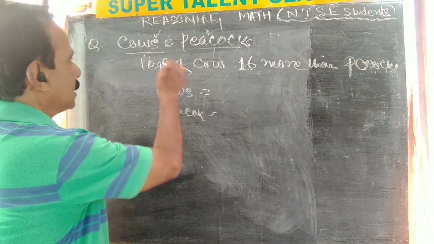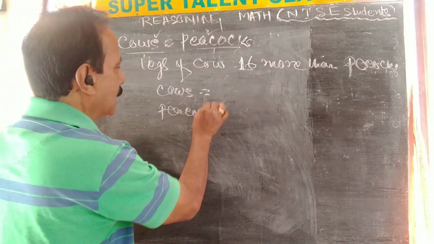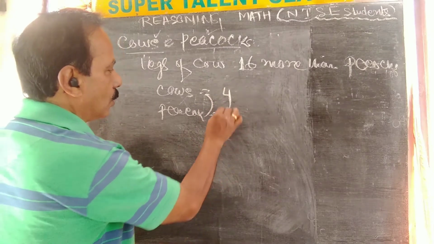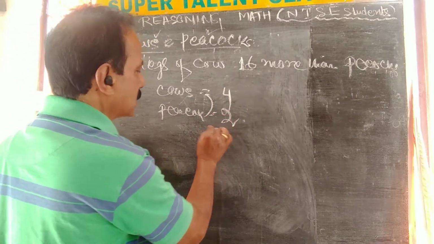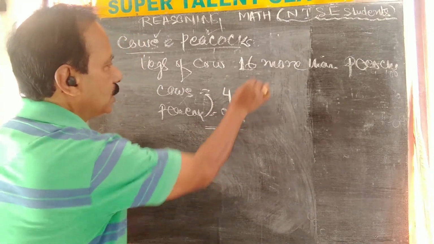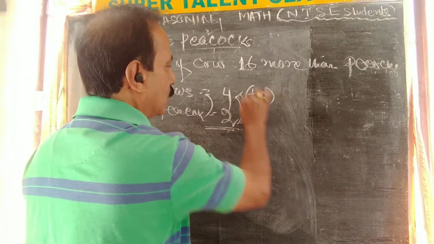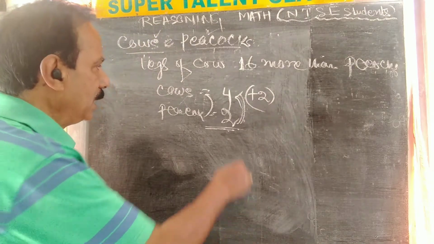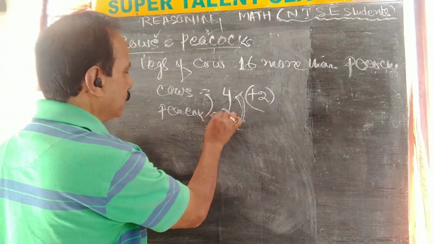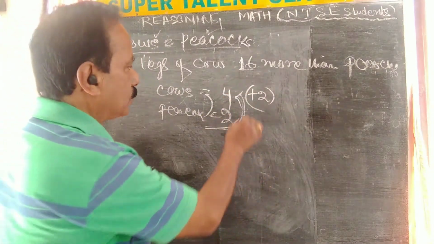So now you see cows and peacocks. Cow's legs are 4, peacock's are 2. So the difference is 2. So here more means 2. This one has more by +2. You see, if cows and peacocks are the same in number, this +2 is more.